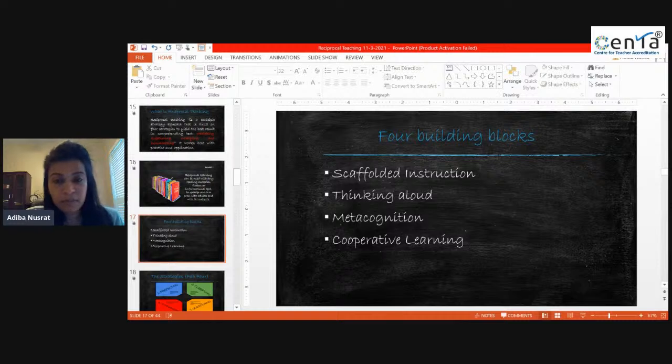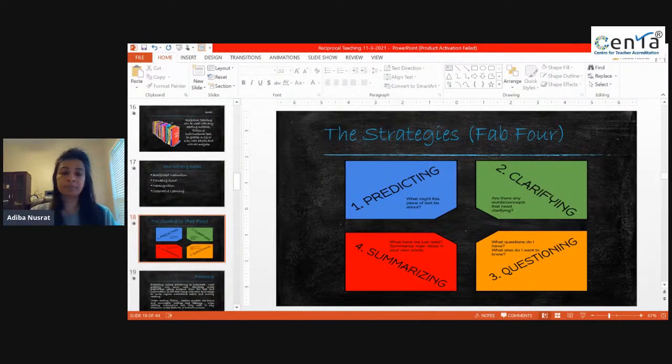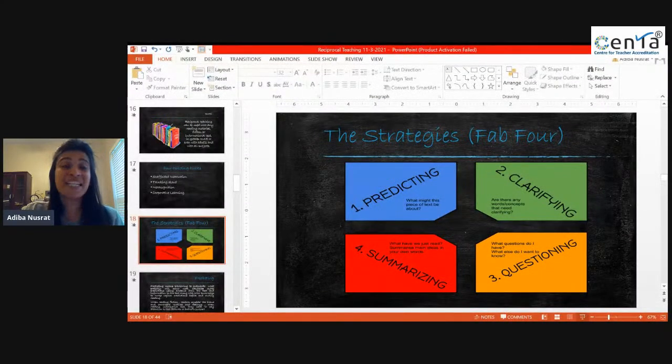Okay, now after knowing about these four building blocks, we come to the four main strategies of reciprocal teaching. First is predicting, as the word says, we anticipate about a text. The next is clarifying. Are there any words or concepts that need to be clarified? The third is questioning. What I know, what I don't know. It's all about asking yourself and asking your friends how this has happened or why it is so. And then the last is summarizing. For example, taking out all the main ideas and putting them into your own words. These are the four main strategies.